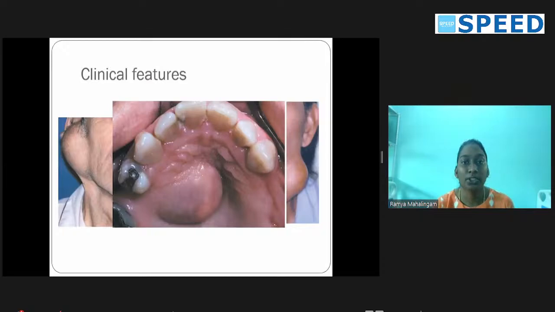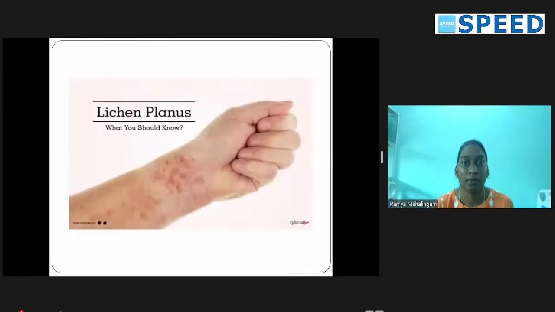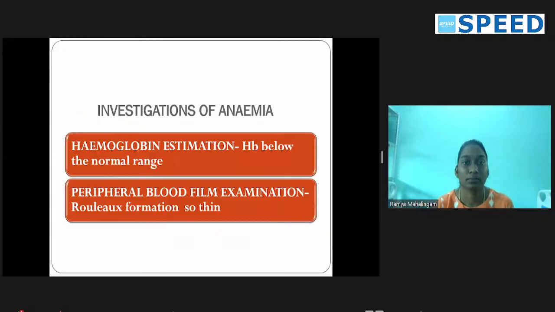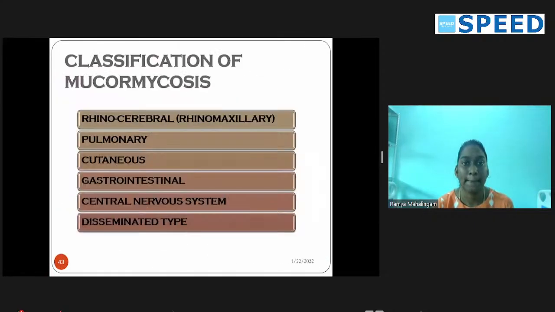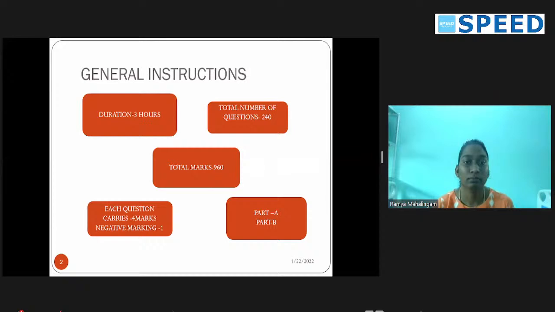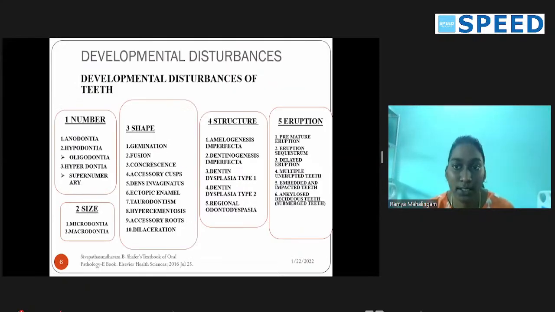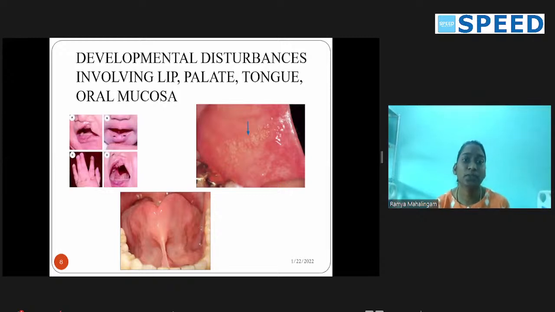So we will just brush through the topics that we have seen today. We just started with the developmental disturbances. I told you about the picture-based questions and those questions associated with fusion, gemination, concrescence. These topics have to be thoroughly read, and we went on to identifying the syndromes. There is a list of syndromes, and you have to take note of these syndromes.